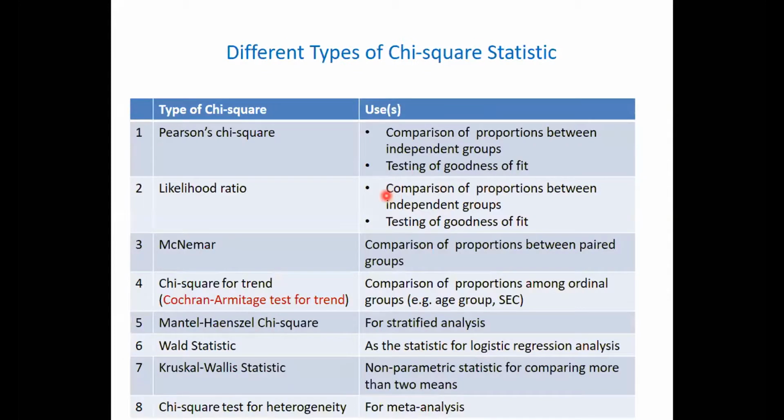So after you calculate Pearson chi-square, you can calculate chi-square for trend. SPSS gives you all these things. Then you now come to all the other ones we are not going to do.